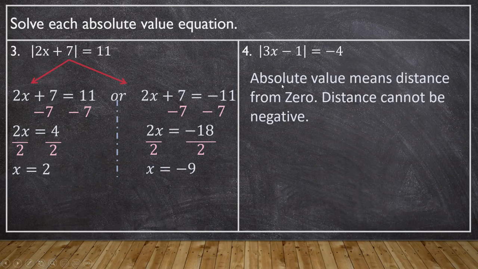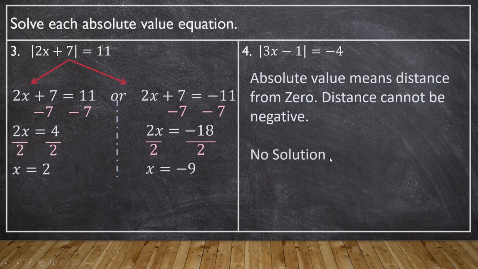For the next one, okay, absolute value means distance from zero. Distance cannot be negative, right? I talked about that in some of my classes. If I'm standing 3 feet to the right of my desk, I am 3 feet away. If I move to the other side and I'm 3 feet to the left of my desk, I'm still 3 feet away. Okay, distances cannot be negative.